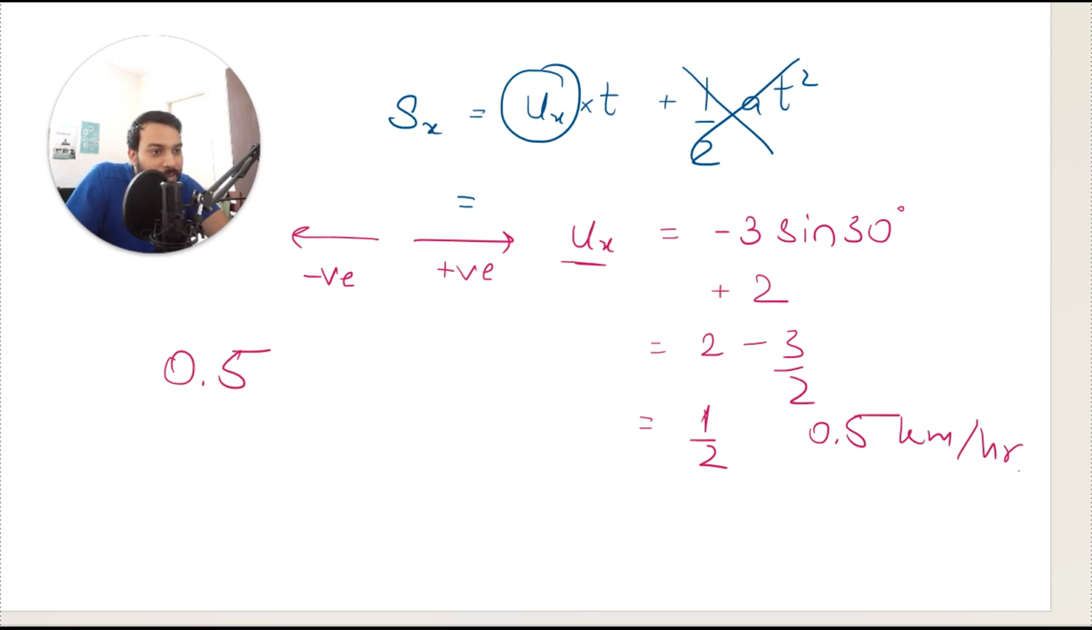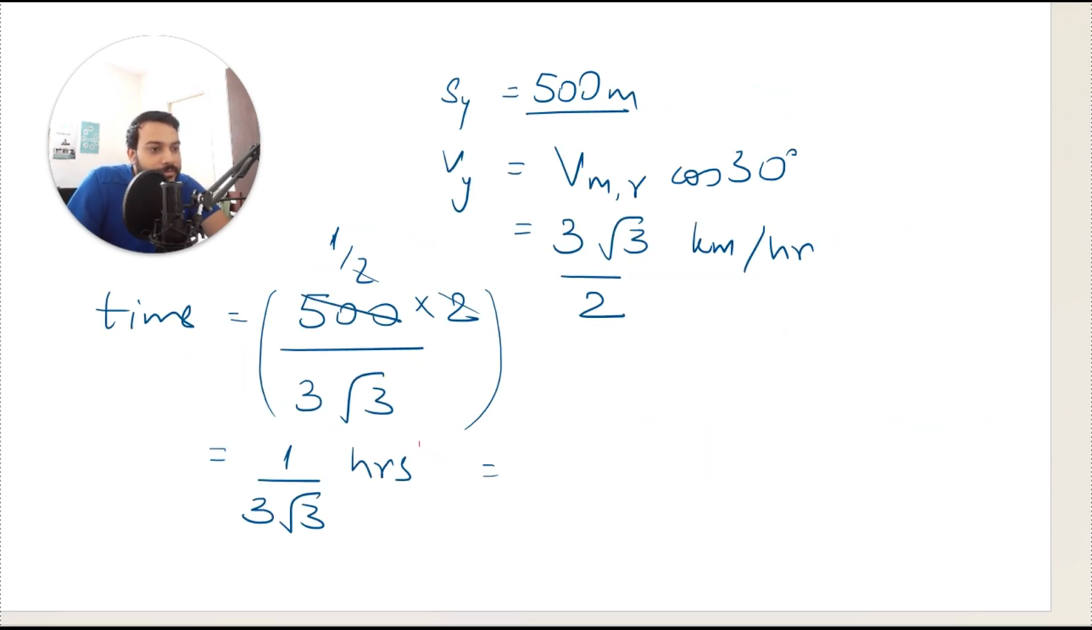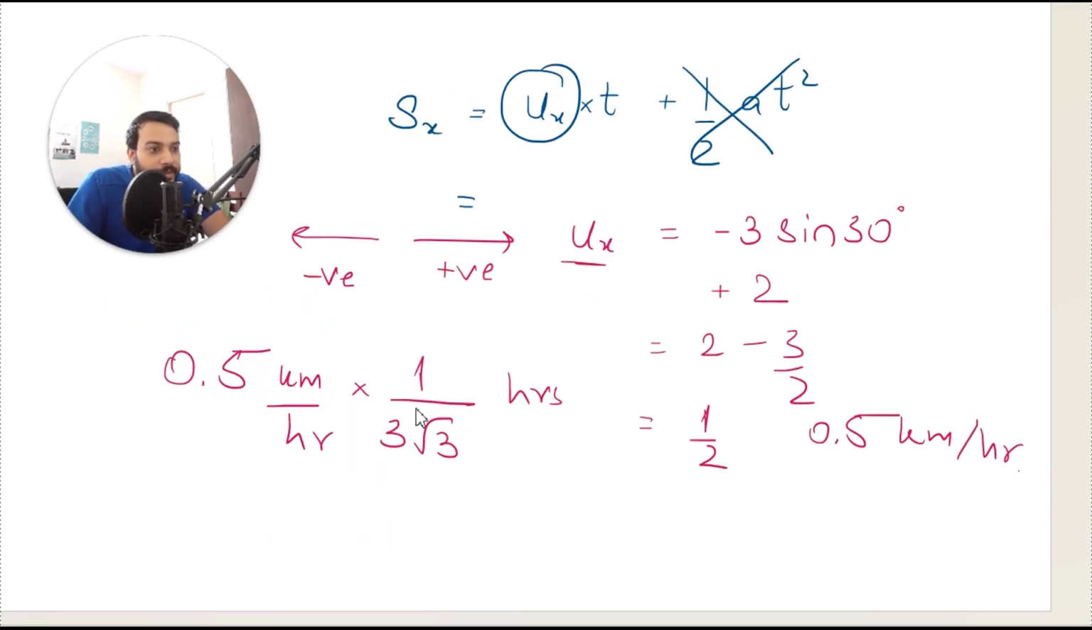0.5 kilometers per hour multiplied by 1 upon 3 root 3 hours. Sorry, yeah, 3 root 3 hours. This we got from here, 3 root 3 hours, this one. So this is going to be 1 upon 6 root 3 kilometers. This is the horizontal displacement which the swimmer has undergone while going from the initial point to the final point.